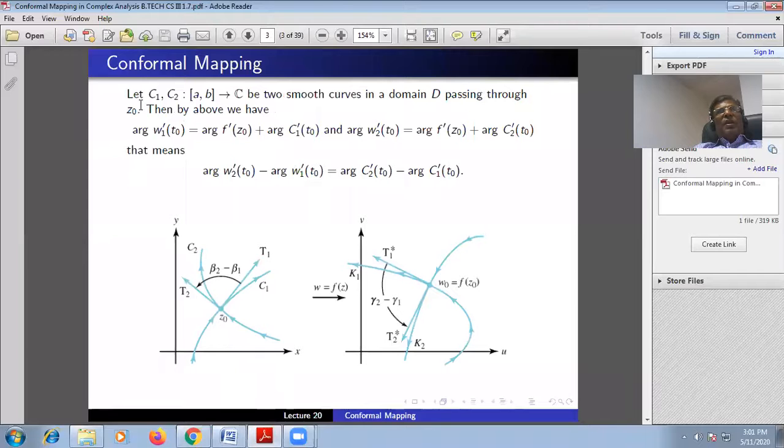Now come to the next point and try to understand the meaning of the conformality of mapping. Let C1, C2 such that closed interval AB tends to C be the two smooth curves in domain D passing through z0. Then we have the above result. In that circumstance, due to the process of differentiation, there will be a change in the shape of the graph.